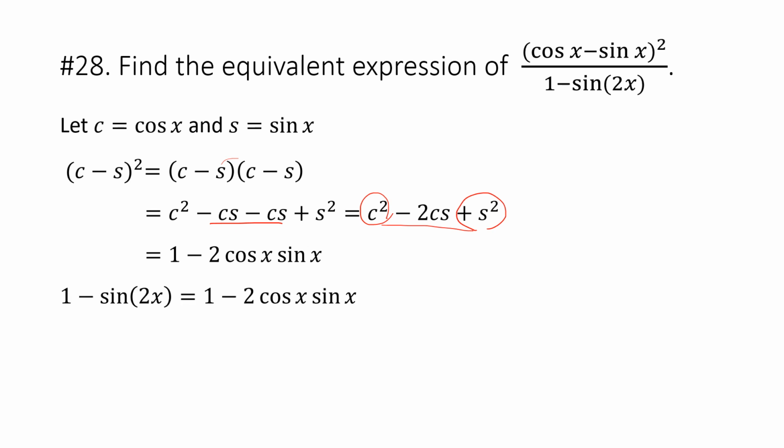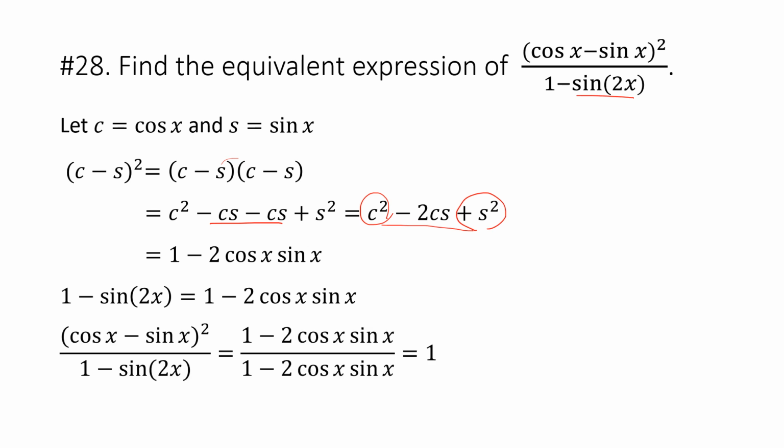And also the bottom denominator, 1 minus sine 2x. This is what? Double angle, right? So using your formula paper, sine double angle, sine 2x is 2 cosine x sine x. It looks like that. So the original expression is the numerator, simplified, 1 minus 2 cosine x sine x, over the denominator, simplified, 1 minus 2 cosine x sine x. It looks the same, right? So I'm going to cancel out. It becomes 1.